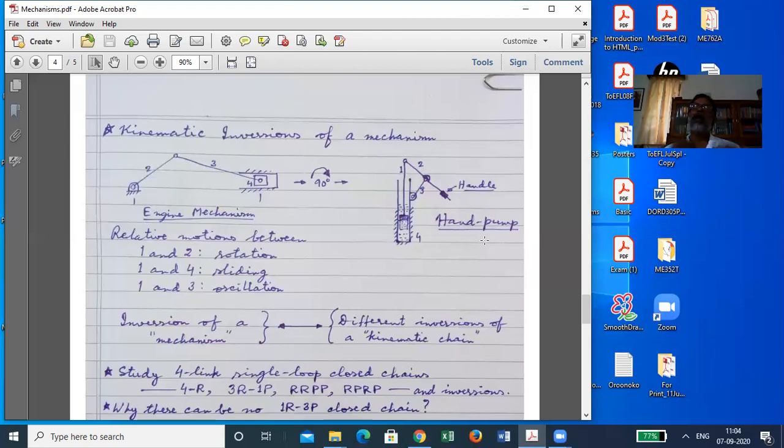Sometimes you talk of inversion of a mechanism when you take a mechanism with already one link fixed and then release it, let it move, and fix another link and then start doing something else. So you say you have inverted the mechanism.